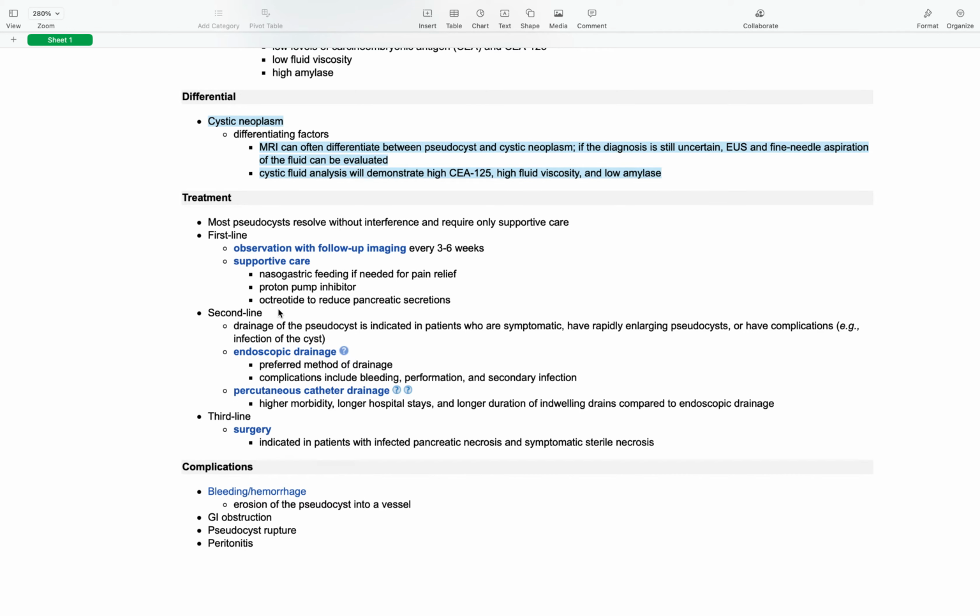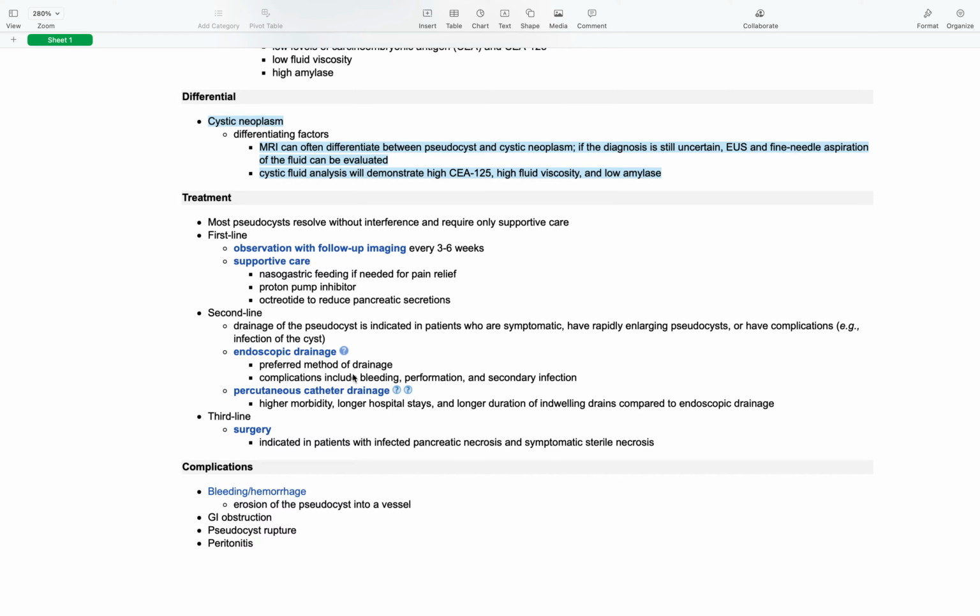Second line is the drainage of the pseudocysts. If indicated in patients who are symptomatic, if the cyst is enlarging quickly, or if there are any complications like infection. So what do you do then? You do an endoscopic drainage, which is the preferred method of drainage.